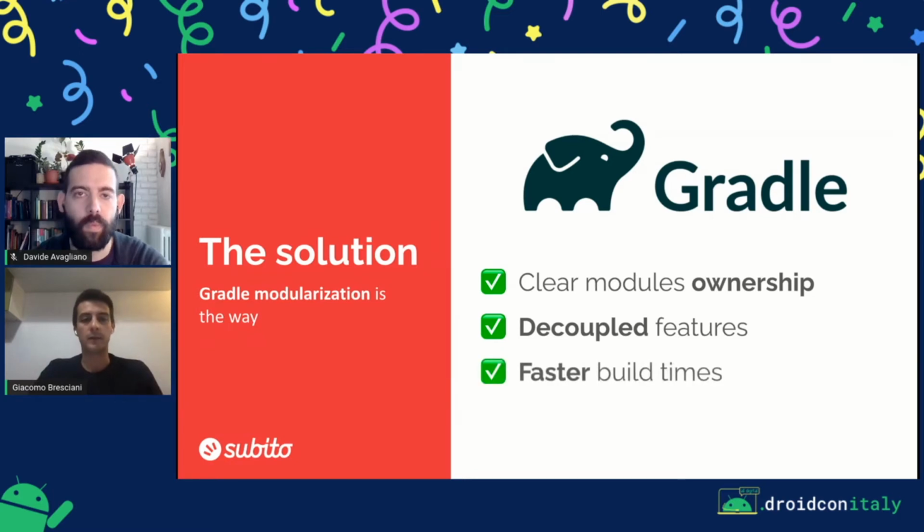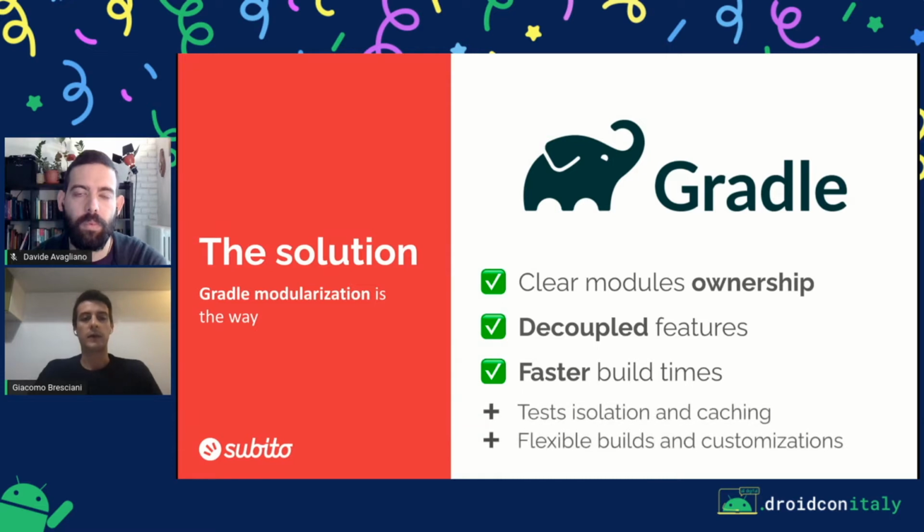And also it helps with build times, since Gradle can parallelize your build and use different cores of your CPU to compile different modules in parallel. And also it can cache the build of a specific module. It also gives us a lot of other benefits, such as test isolation and the possibility to cache the results. And in general, it gives us more flexibility in customizing our builds.